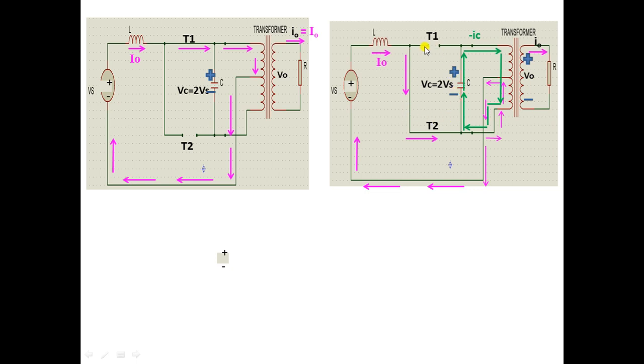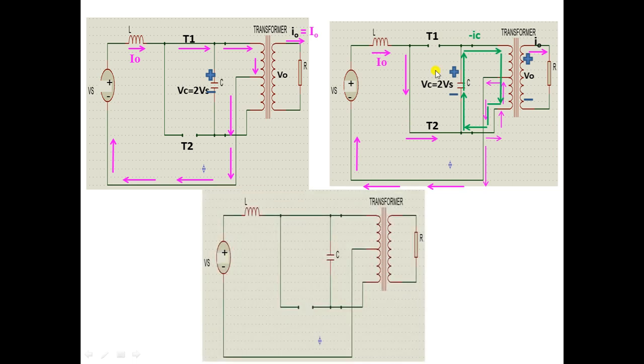Okay, so this T1 gets forward biased. Because of this capacitor voltage, T1 gets forward biased, and now it can be turned on. Now in mode 3, thyristor T1 is turned on by applying a proper gate trigger pulse at its gate.